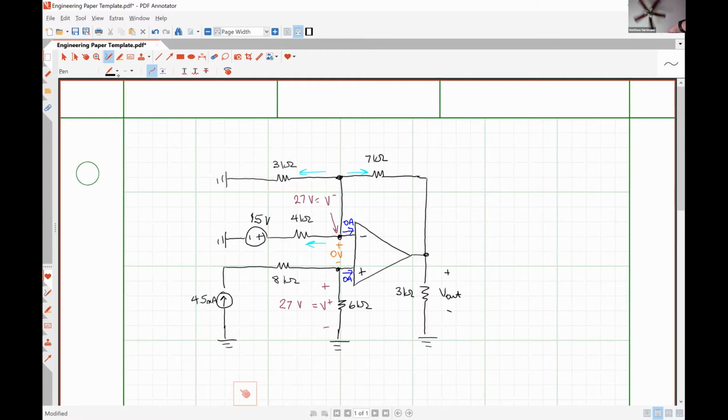So using nodal analysis, the current flowing through the 4 kilo ohm resistor could be expressed as 27 volts minus 15 volts, positive 15 volts because I see the positive polarity terminal of the 15 volt source, divided by 4 kilo ohms, plus 27 volts divided by 3 kilo ohms. That's the current directed to the left through the 3 kilo ohm resistor, plus 27 volts minus V out divided by the 7 kilo ohm resistor is equal to 0.